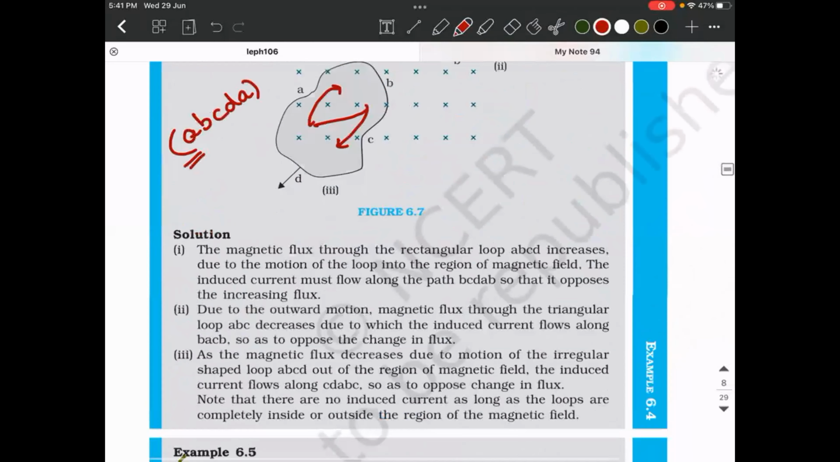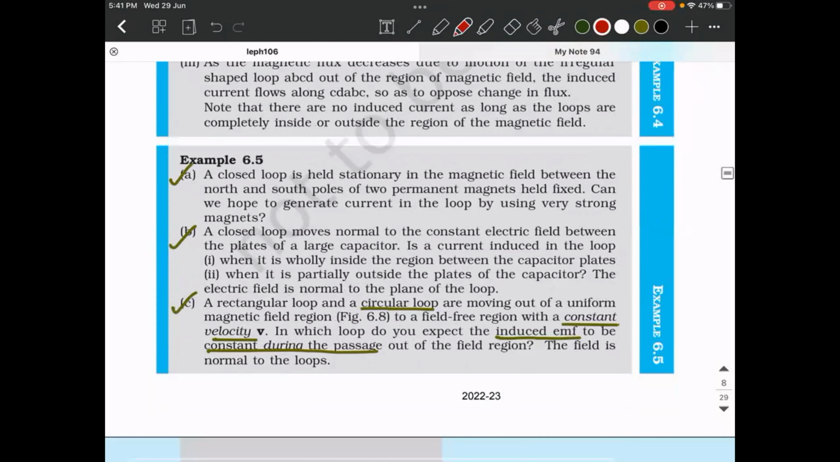This one. So let's see 6.5. I want you all to think calmly and then answer. Don't be in a hurry to answer. First, read the question. There is a closed loop which is held stationary. A closed loop has a tendency to generate EMF. So how is it held? Stationary.